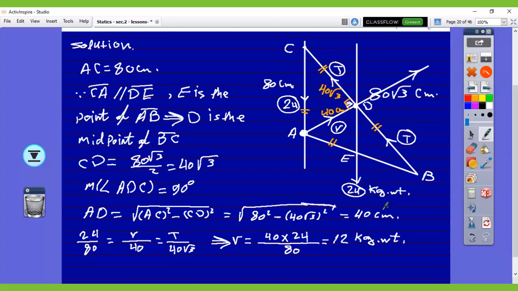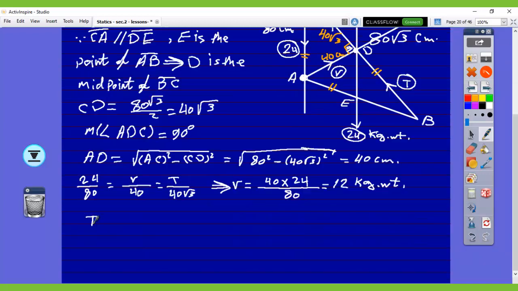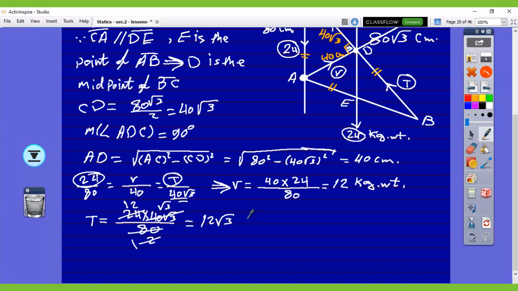And also we will calculate T. By cross multiplication, T equals 24 multiplied by 40 root 3 over 80. Divide 40 by 40 equals 1, so root 3, and 24 divided by 2 equals 12. So the tension equals 12 root 3 kilogram weight.